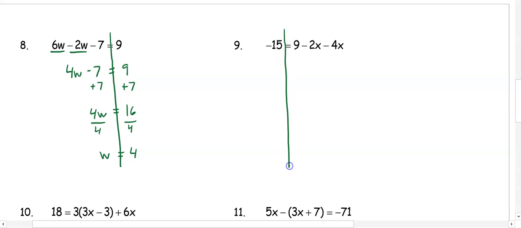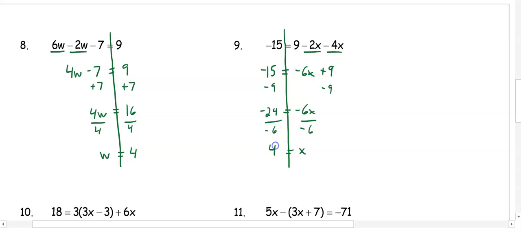In number 9, we have two x terms. So negative 2x minus 4x is negative 6x. We get negative 15 equals negative 6x plus 9. So I can subtract 9 from both sides. Negative 24 is equal to negative 6x. When you divide by negative 6, x is equal to 4.